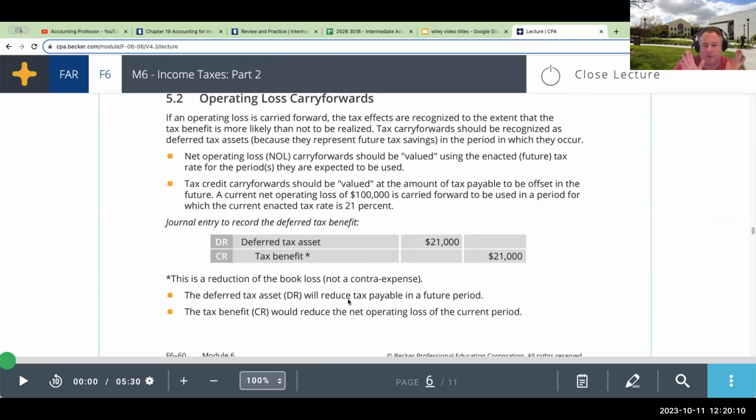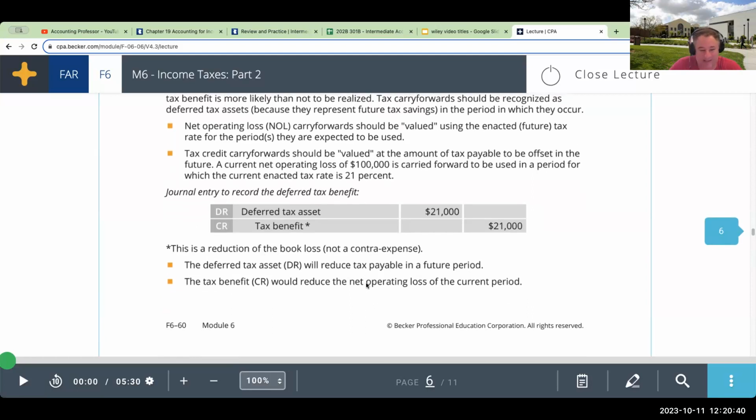So if we look at this here, we're debiting deferred tax asset, right? That is exactly the same one over here, right? But what we're going through and doing is crediting a tax benefit. And what is really important is it says this is a reduction of the book loss, not a contra expense, right? So is this the same as income tax expense? Maybe, but again, this is how Becker is going through and doing it.